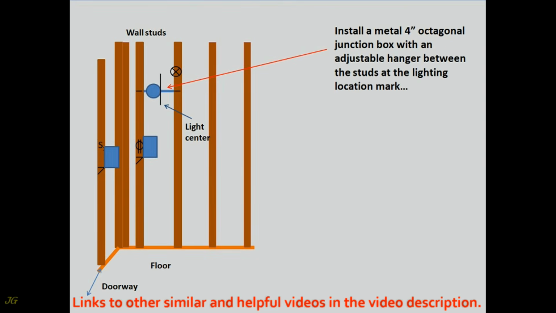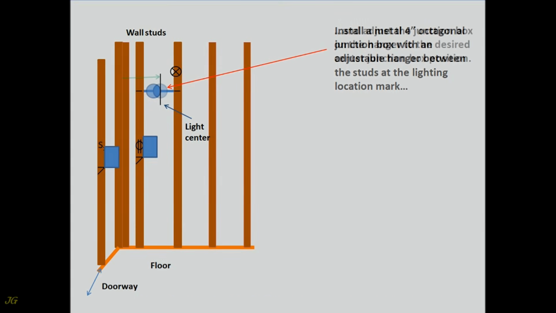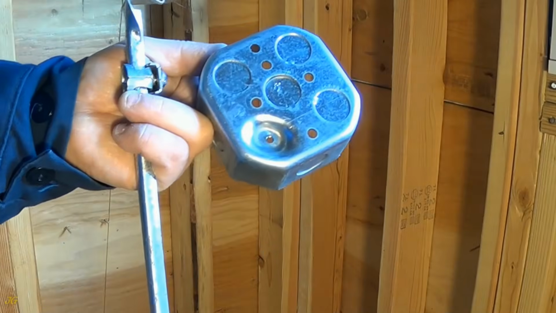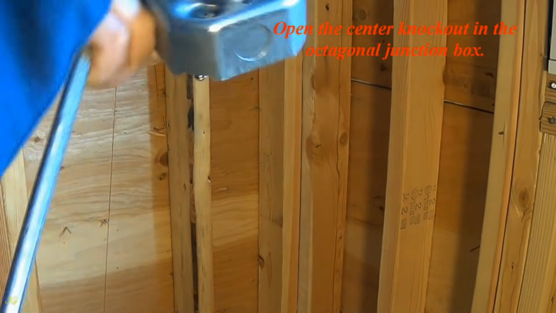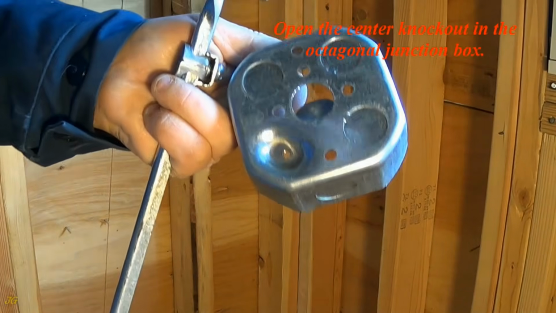Install a metal 4 inches octagonal junction box with an adjustable hanger between the studs at the lighting location mark, and adjust the junction box on the hanger to the desired center junction box position. Open the center knockout in the octagonal junction box.